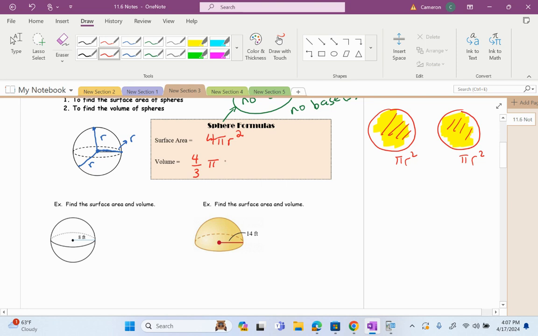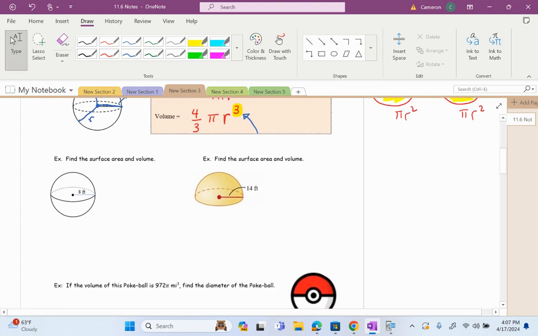And this is the only one we use the whole chapter where the radius gets raised to a power of 3. So I want you to make a note of that on your notes here. It's 4/3 pi r cubed instead of pi r squared. So I'm going to highlight that. Okay, 4/3 pi r cubed is how we compute the volume of a sphere, how much space fills up the inside of that sphere.